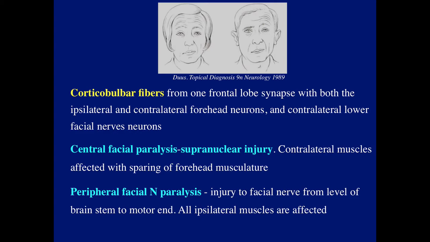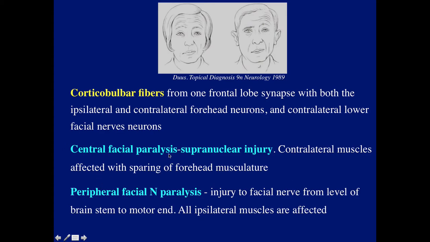Now, let me just mention a little bit of neurology here. The corticobulbar fibers from one frontal lobe synapse with both the ipsilateral and contralateral forehead neurons, and only the contralateral lower facial nerve nucleus. So we have two conditions. Sometimes the neurologist will mention it to you.